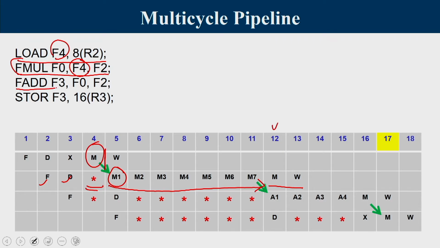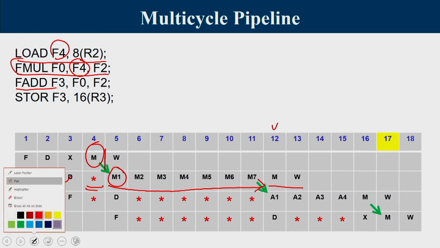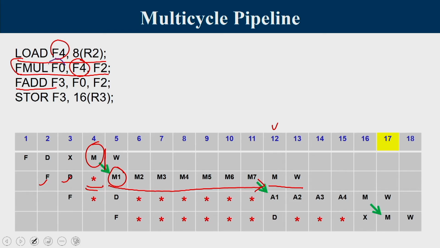Now, look at the third instruction. It is a floating point add. Again, there is a dependency on this F0. This F0 is the result of the floating point multiplication, and the second F0 is going to be the source operand. So, there is a dependency. It is only at this point that the result, F4 into F2, is available.